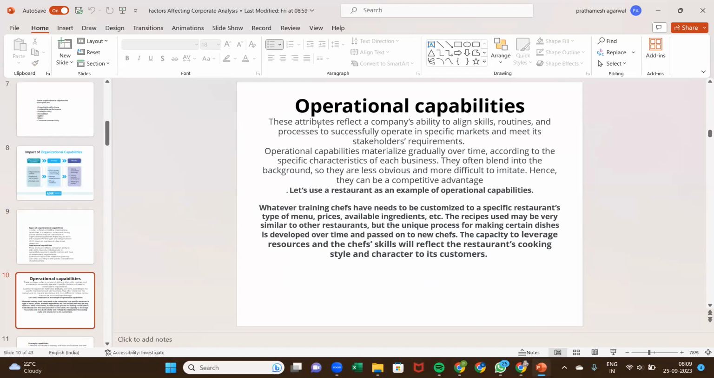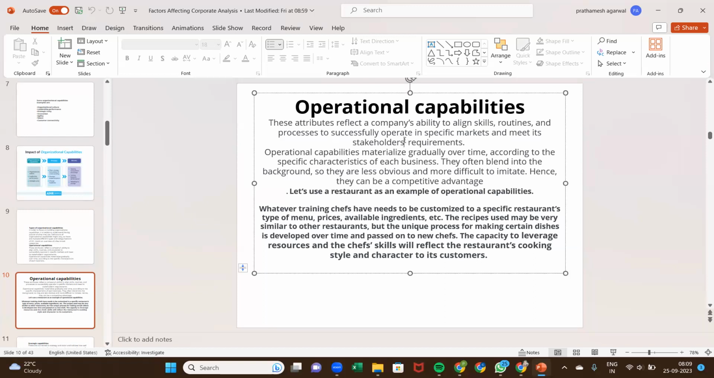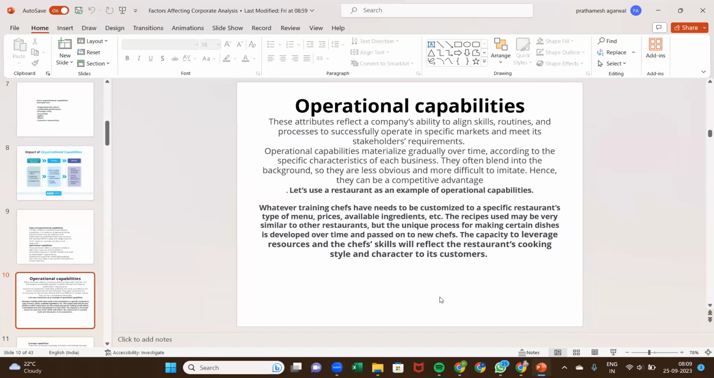Then let's see the first one, operational capabilities. These attributes mean operational factors. They reflect a company's ability to align skills. To align skills means how we are utilizing our skill sets, our routines and processes to successfully operate in specific markets and meet stakeholders' requirements. Now, your stakeholders may be a part of the organization, or our customers are also stakeholders.